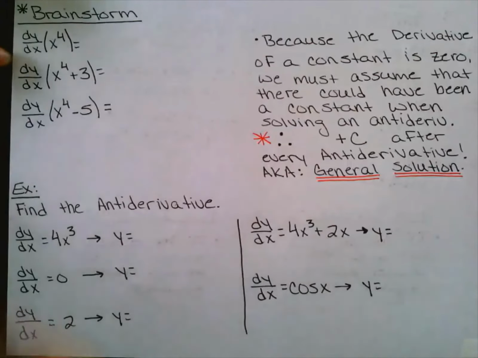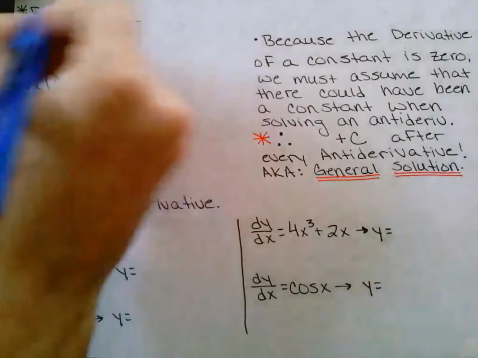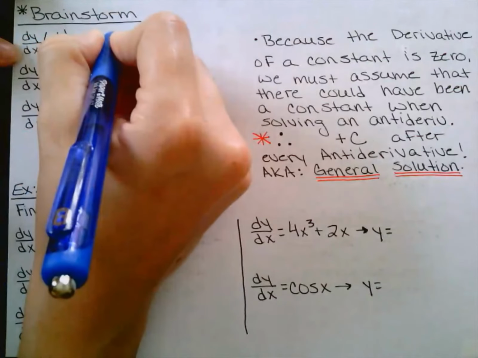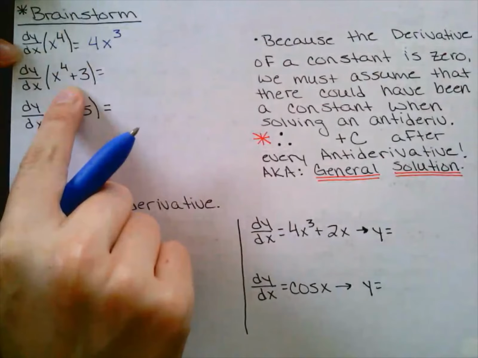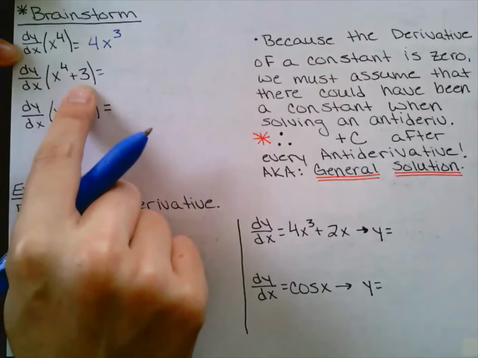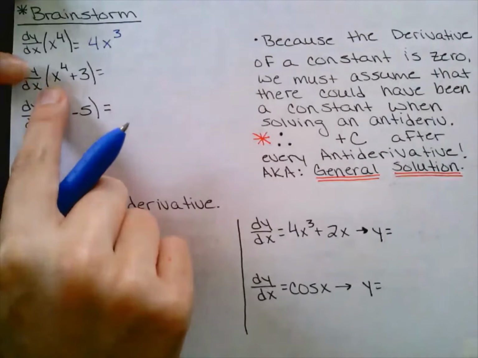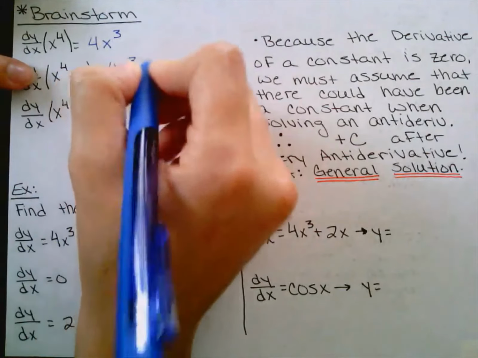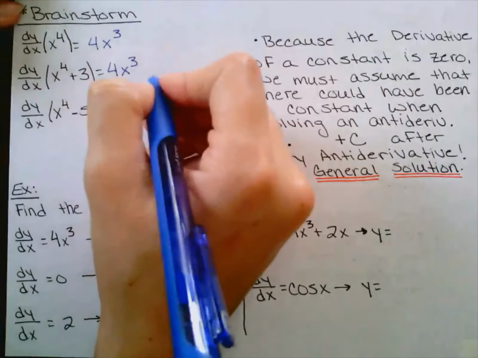If I want to do the derivative of x to the fourth, I multiply that 4 to the front and subtract 1 from the exponent, so I get 4x cubed. Now let's look at a different expression, with a plus 3. If I do the derivative, I get 4x cubed plus the derivative of 3, which would be 0.